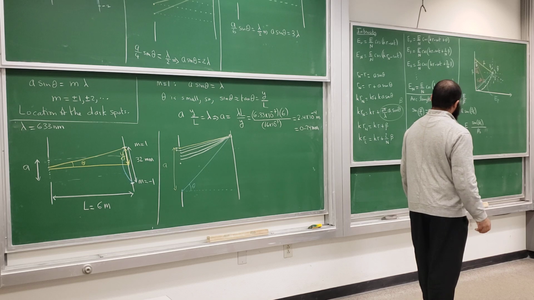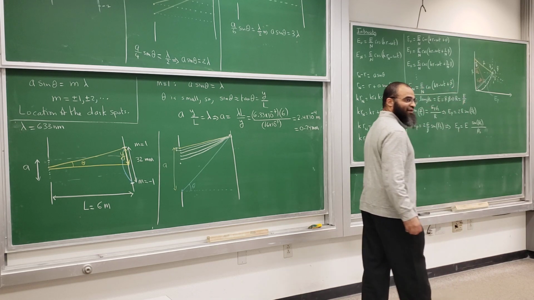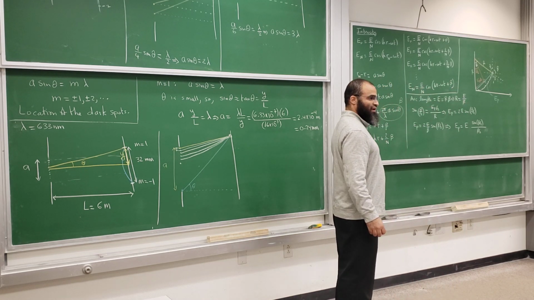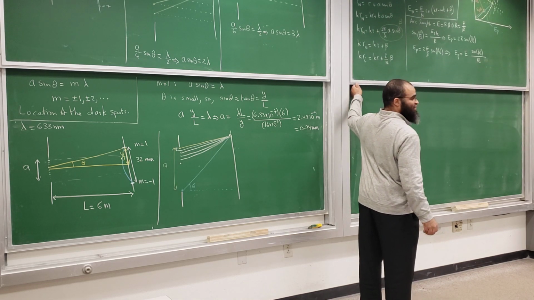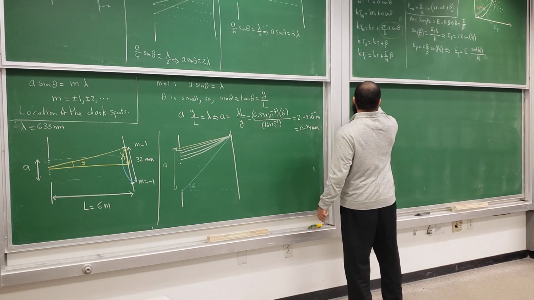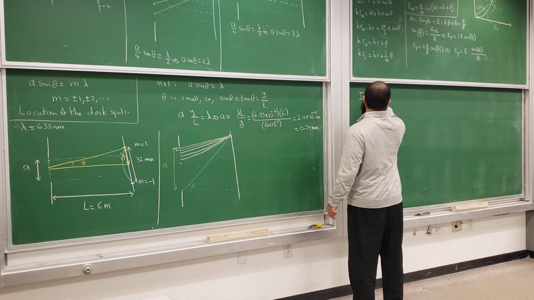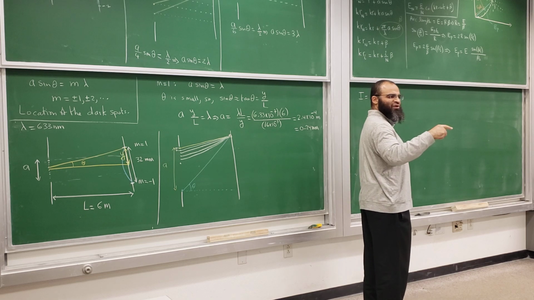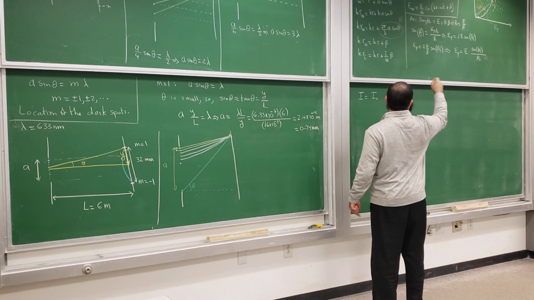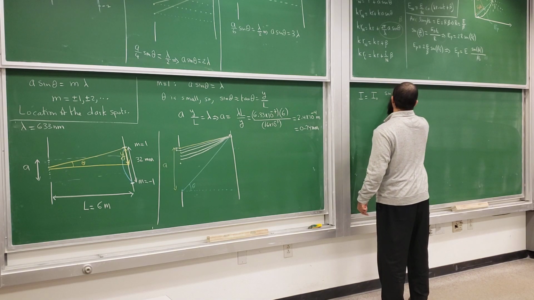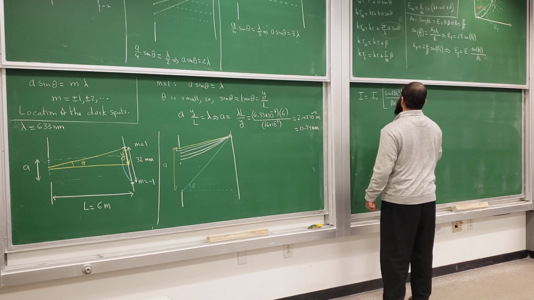Okay, finally, what's the intensity? Intensity is proportional to what? The electric field squared. Good. So remember, intensity is 1/2 epsilon naught C E squared. Everything in front, I'm going to call I naught, and then the sine of beta over 2 over beta over 2, the whole thing squared. That's the intensity.